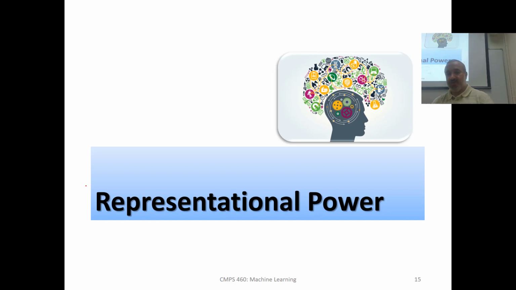Right. Now we will switch to the second subtopic of this week, which is the representational power of neural networks. What do you mean by representational power? From the name, it's how powerful the network is in representing functions. Are we actually trying to represent functions here? What functions are we trying to represent?